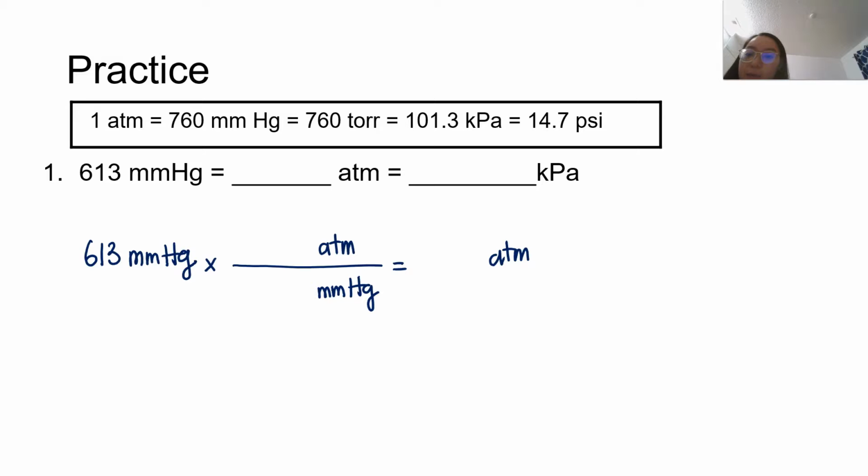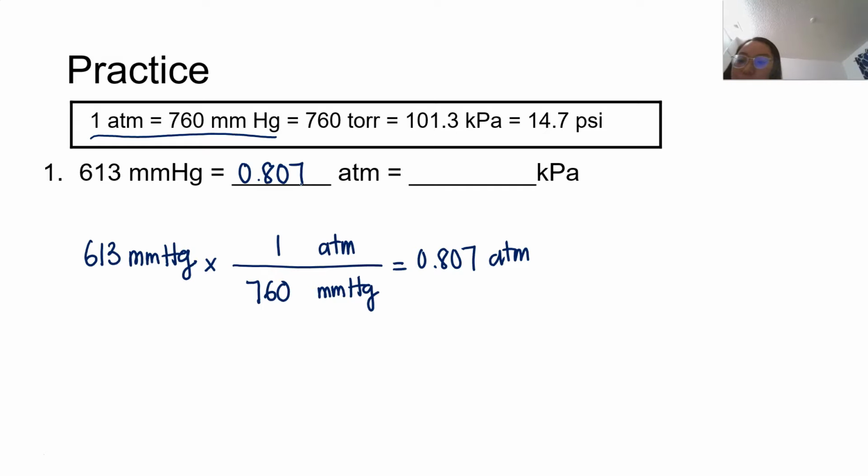Looking at my conversion factor here, I see that 1 atm is 760 millimeter mercury. When I put this into the calculator, 613 divided by 760, I get 0.807, keeping in mind significant figures.